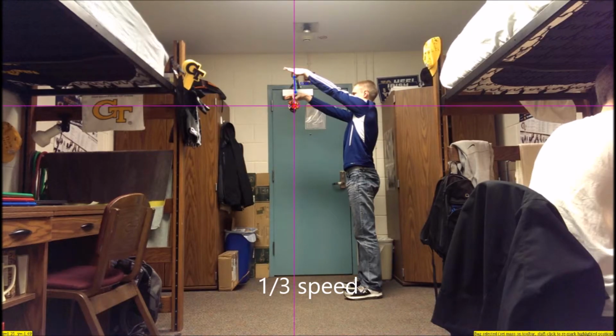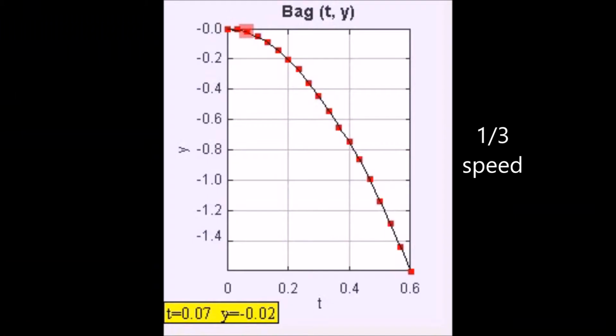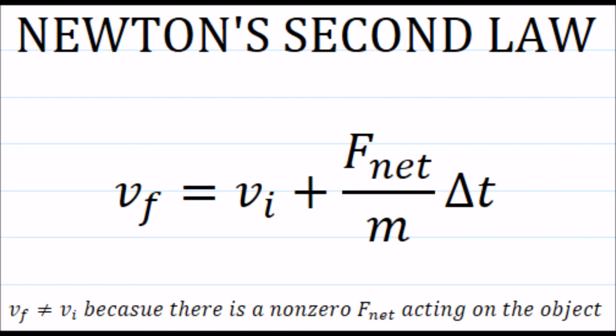This is a video of a crumpled up bag of Doritos falling from rest. The position of the object over time is shown here. Based on Newton's second law, if the velocity is not constant, then there must be a net force acting on the object to prevent this from happening. In a free fall environment without drag, one would expect the change in velocity to always be a non-zero value.